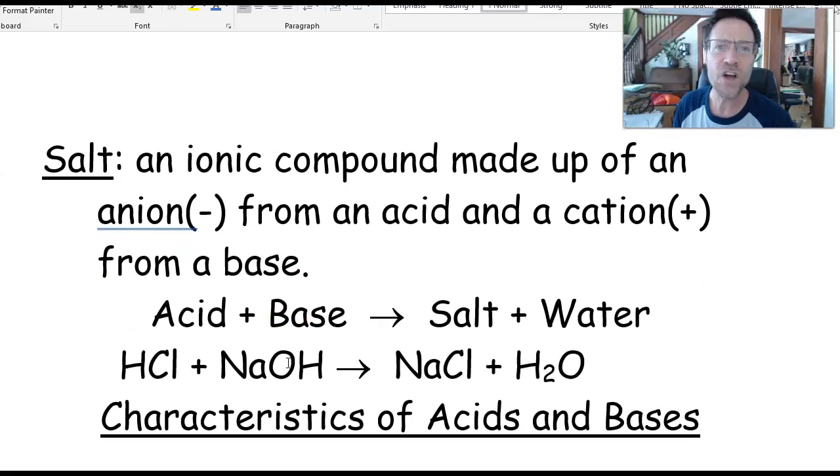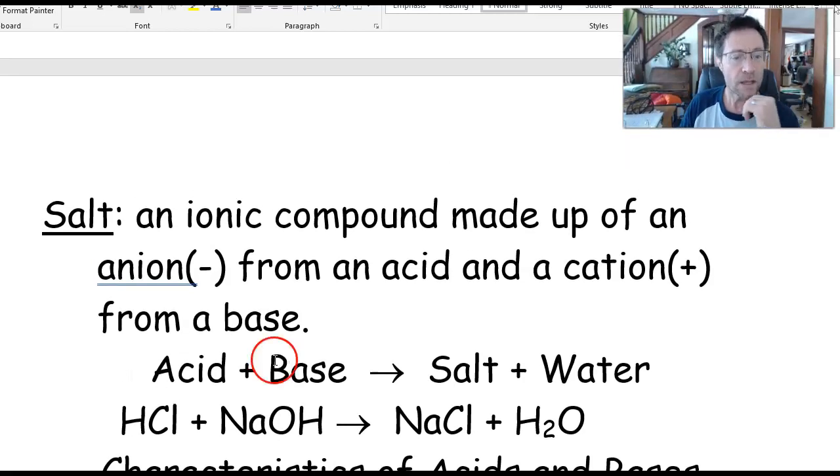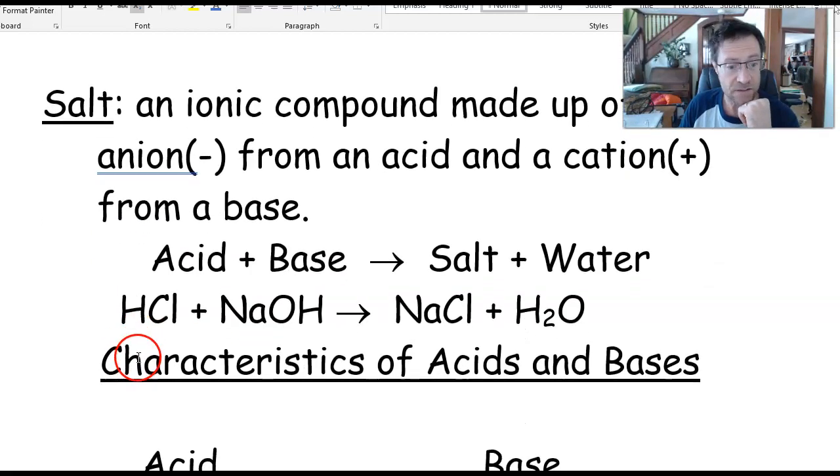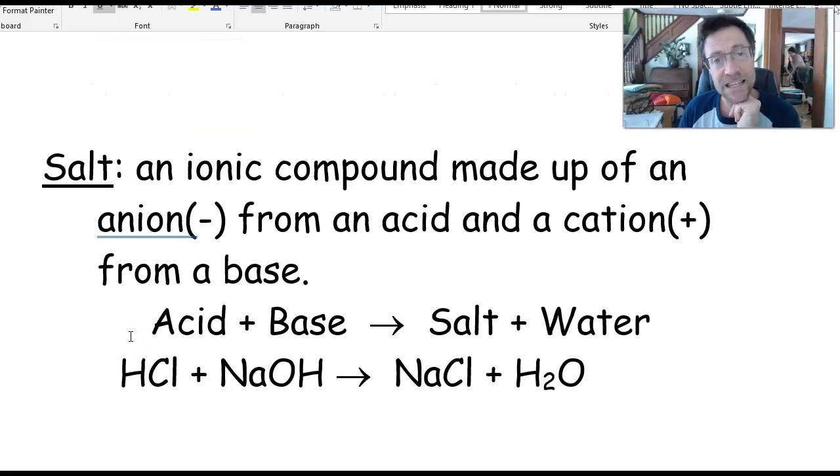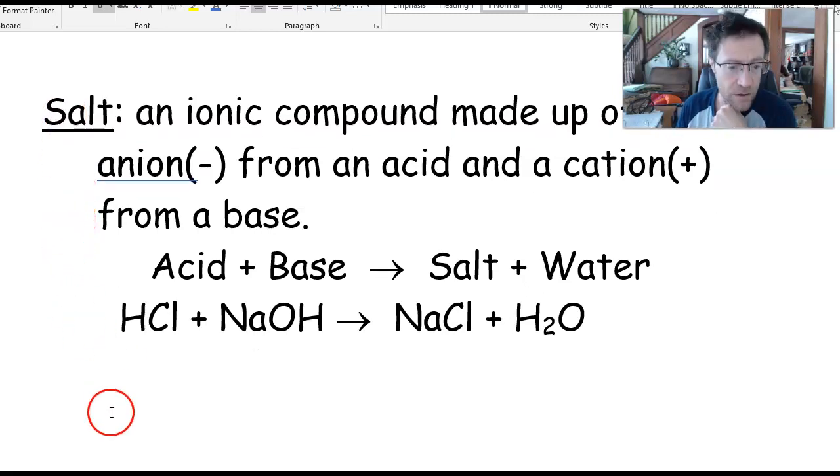Oh, yeah, salt. This is our third definition of the day. What is a salt? Well, here's the deal. A salt is defined as the leftovers of an acid-base reaction. This is a really long, complicated version, right? An ionic compound made up of an anion from an acid and a cation from a base. My people, salt is the leftovers of an acid-base reaction. Let's review. Let me get out my little pencil thingy here.